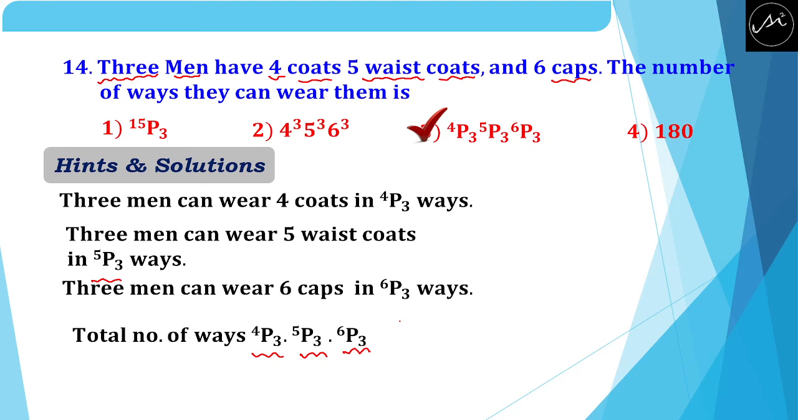So 4 coats for 3 men, 4P3; 5 waistcoats for 3 men, 5P3; 6 caps for 3 men, 6P3. So 4P3 into 5P3 into 6P3 will be the right answer. Clear? Thank you students, and we can continue the remaining problems in the next session. Let us meet in the next session and continue with problem number 15. Clear?